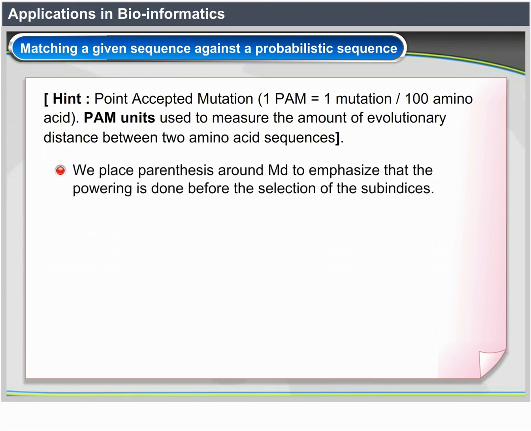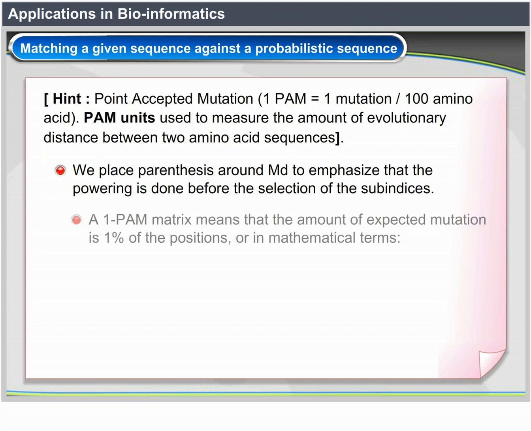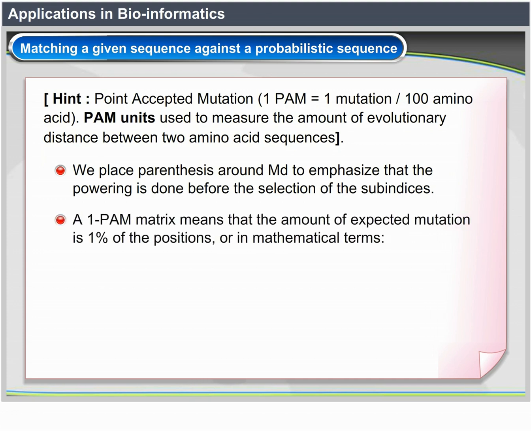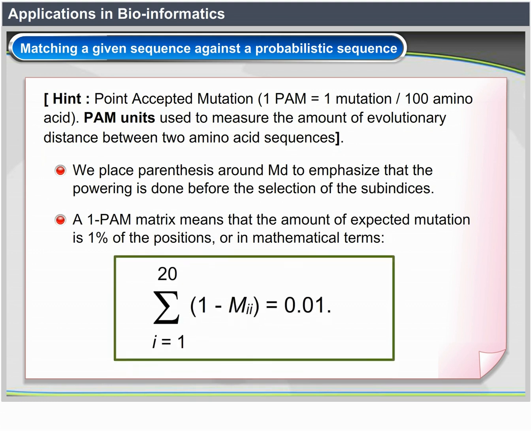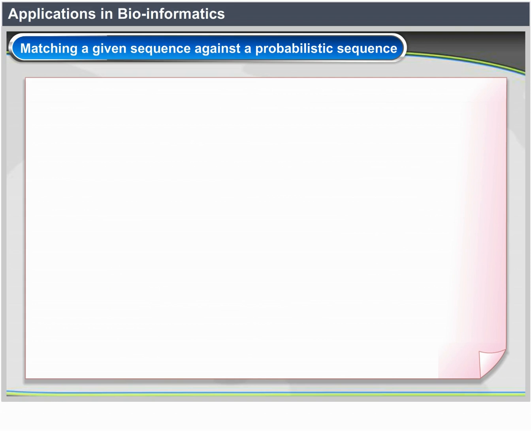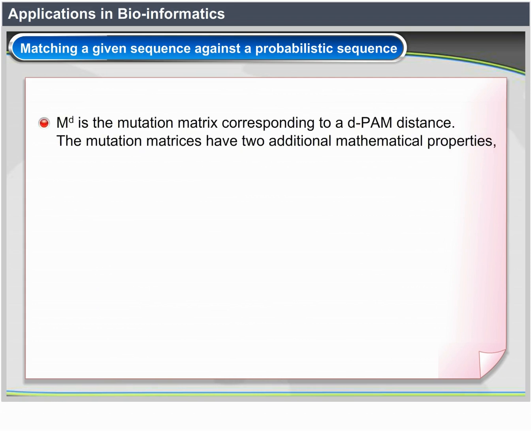We place parentheses around M^d to emphasize that the powering is done before the selection of the subindices. A 1 PAM matrix means that the amount of expected mutation is 1% of the positions, or in mathematical terms, summation of i equals 1 to 20, 1 minus M_ii equals 0.01. M^d is the mutation matrix corresponding to a d-PAM distance. The mutation matrices have two additional mathematical properties.